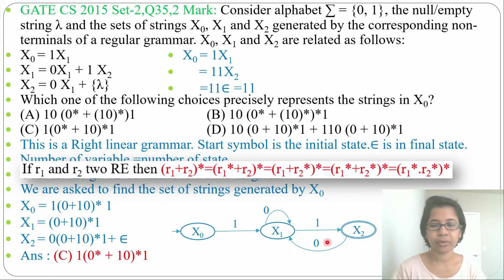From this finite automata, you can see the minimum is 1. But without designing this state diagram, just by substituting in the regular grammar, you can find the minimum string, and you can check which regular expression can generate that minimum string. So I explained two methods. This is one method: from the right linear grammar, design the state diagram, and from the state diagram find the regular expression, or find the minimum string, then check where it is present and find the answer.